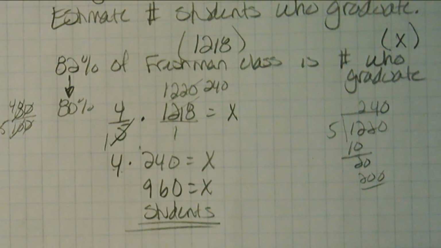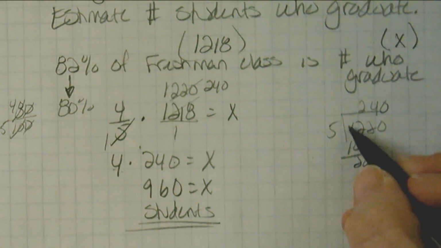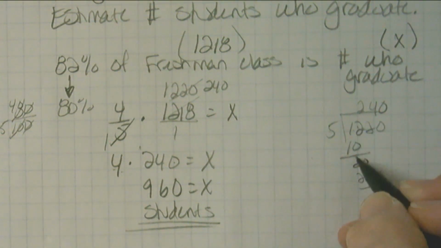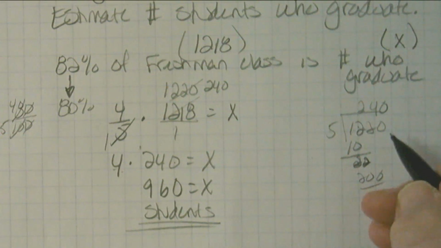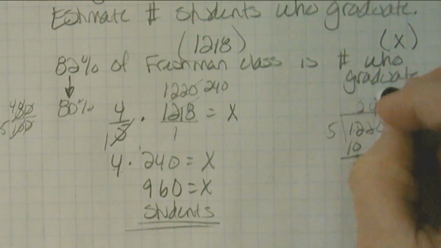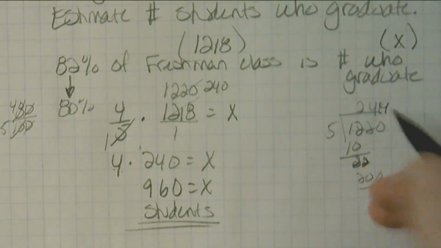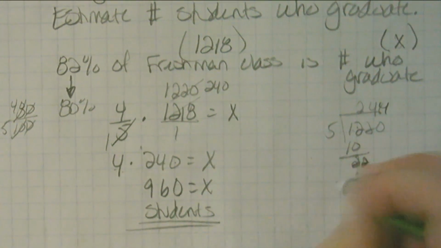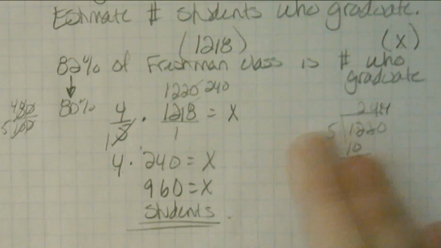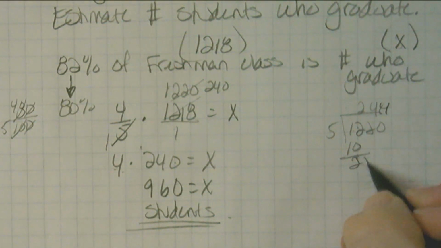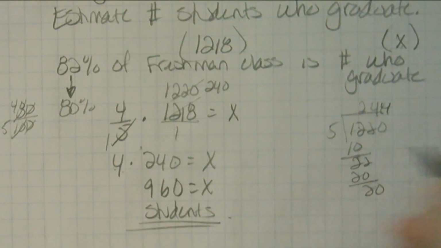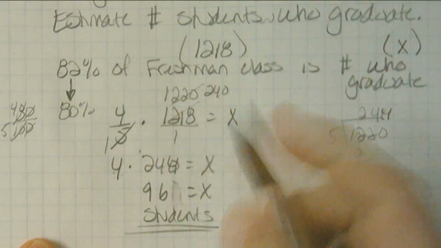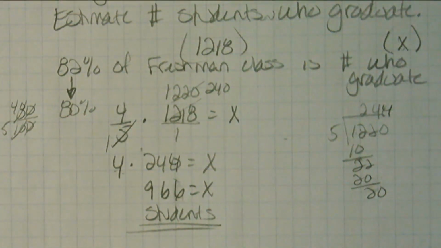Okay, so let me finish this. So 12 divided by 5 is 2. That's 10. I bring that 0 down. That's a 2. All right. This would be 1244. Thank you. So this is going to be a 2. Bring that 2 down. That's 20. That's 2. So that's a 4. So this would be 4. And this would be a 6. So 966. Thank you.